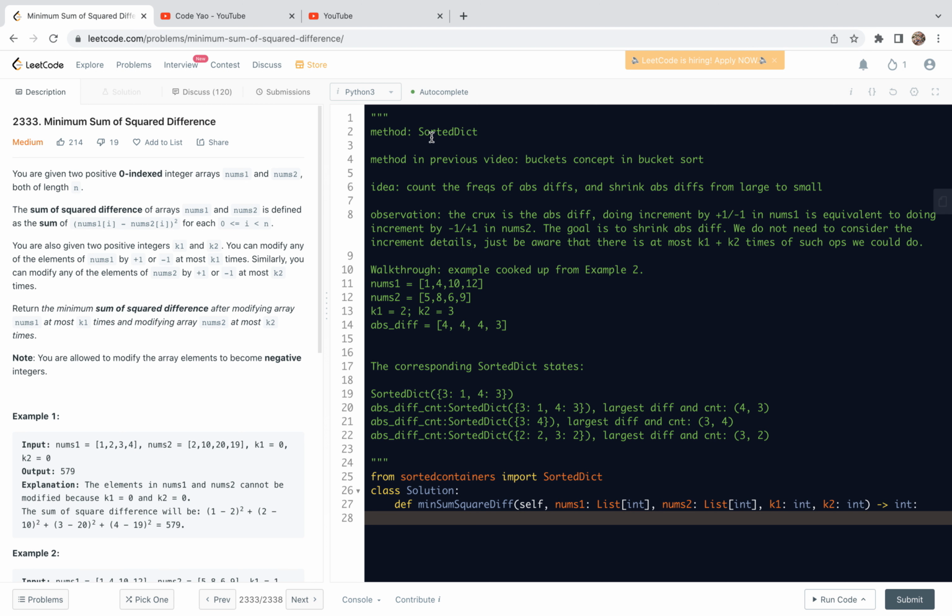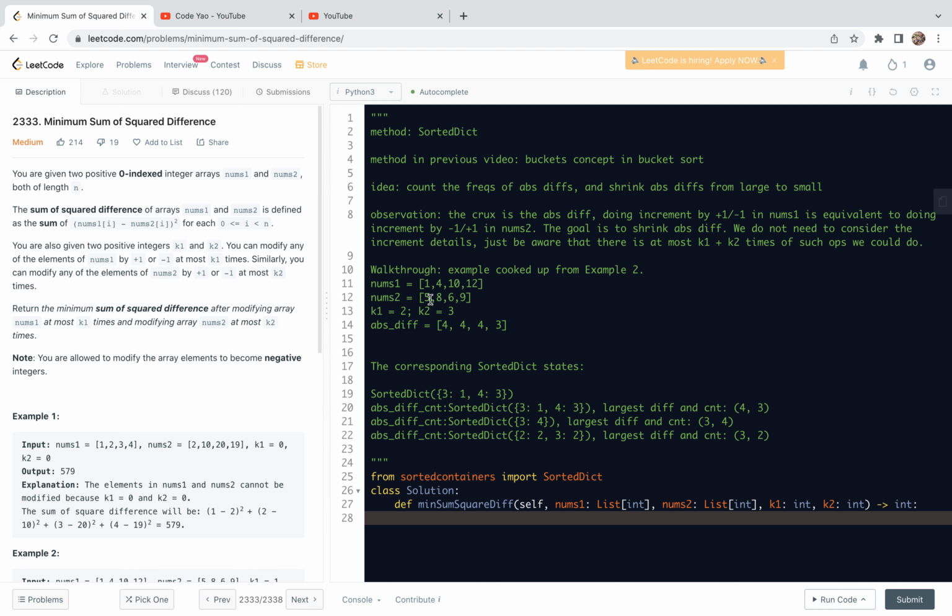So here we are using sorted dictionary. The idea remains the same. So we count the frequencies of the absolute differences in the coordinates, and we shrink the absolute differences from large to small. The key observation is the following. We do not need to consider the increment or decrement details. So we just need to be aware that there are at most k1 plus k2 times of such operations we could do.